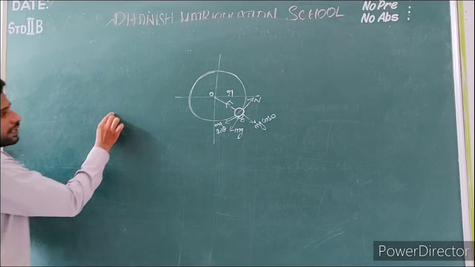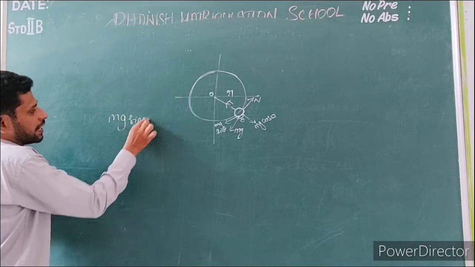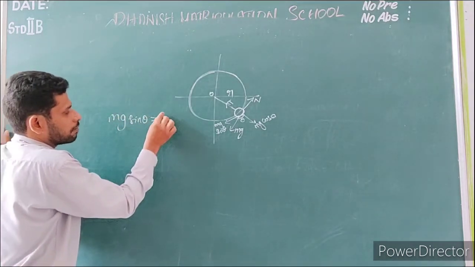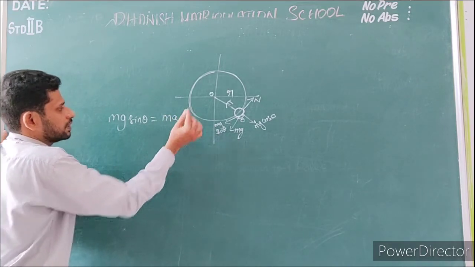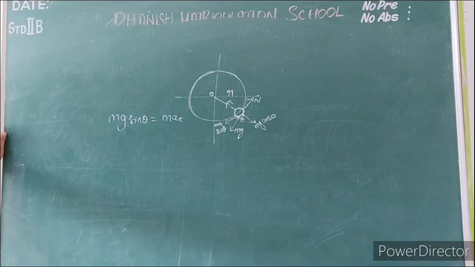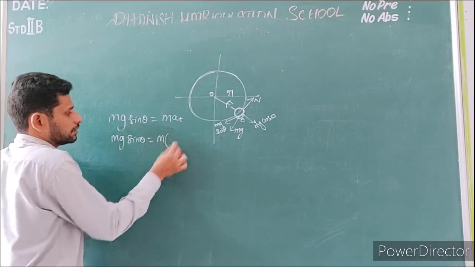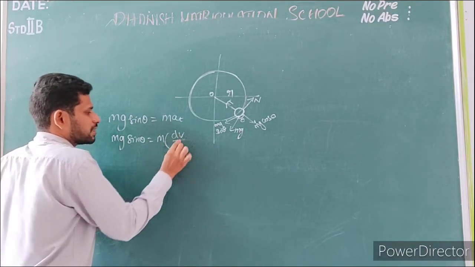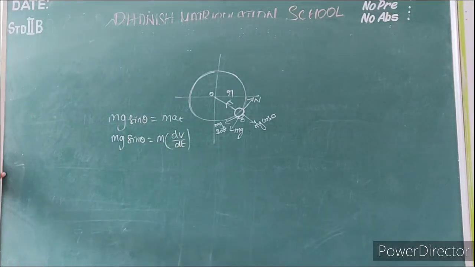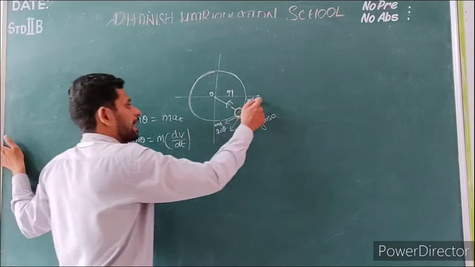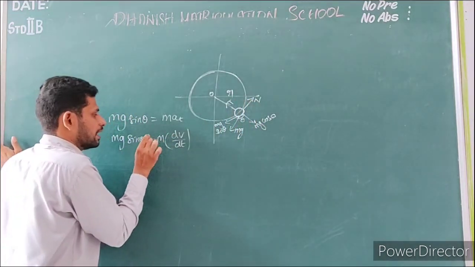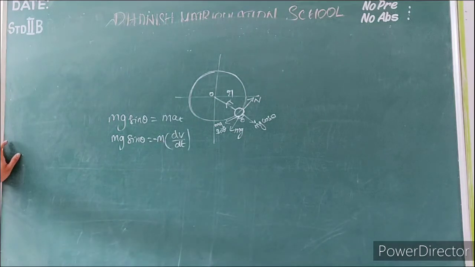So in the tangential direction we can write mg sin theta equal to the net force, nothing but m a_t, the tangential force. Newton's law is mass into acceleration. So mg sin theta equals mass into acceleration, the rate of change of velocity. But here the tangential acceleration is a retardation, acting in the opposite direction, so we take it with a negative sign.